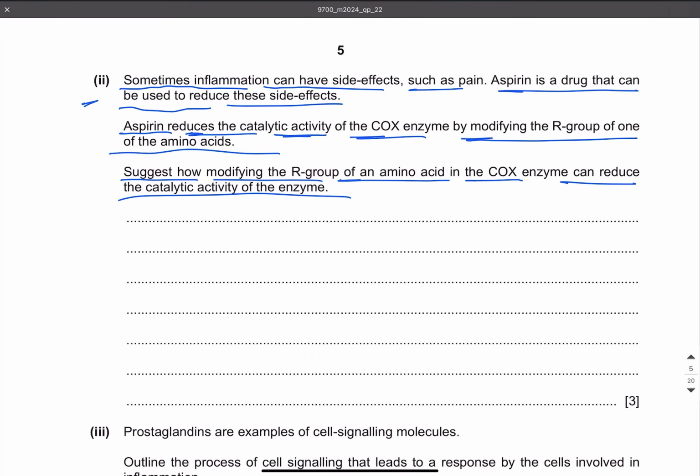aspirin is a drug which can reduce the catalytic activity of COX enzyme. And aspirin does this by modifying the R group of one of the amino acids. So they are asking that if the R group of one of the amino acids in COX is modified, how will this affect the catalytic activity? Or how can this reduce the catalytic activity?